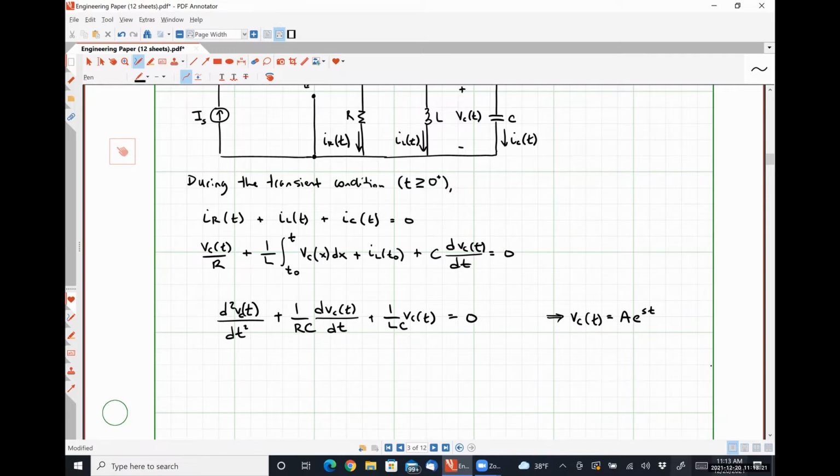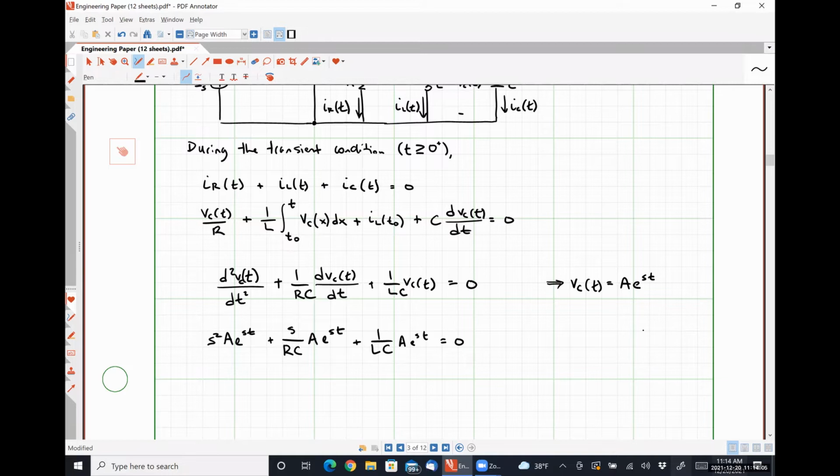What's the second derivative of AE to the ST? Wouldn't it be A times S squared? Because we're taking the derivative, right? Not the integral? Yeah. So this first bit is going to look like S squared A E to the ST. Then we're going to have S divided by RC A E to the ST plus 1 over LC A E to the ST is equal to 0.